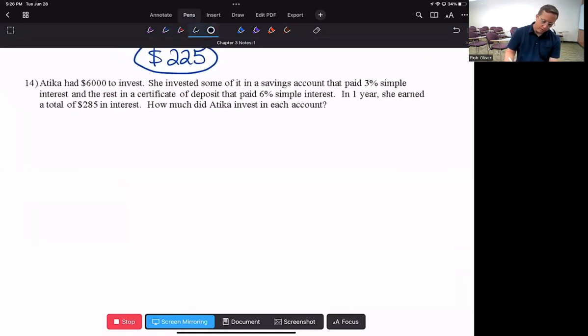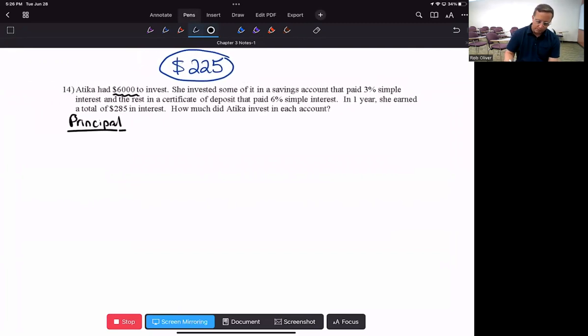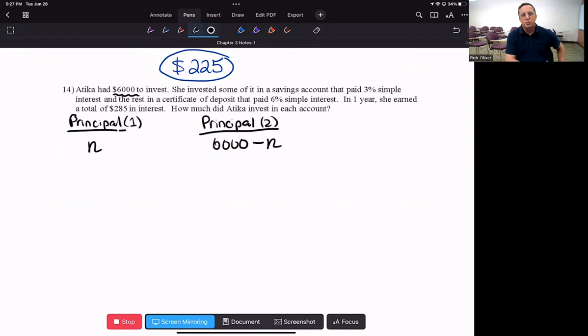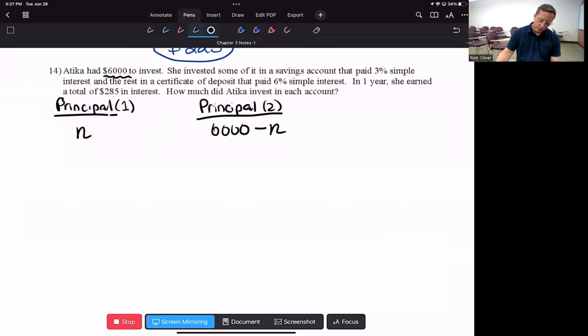So for this one, the principal is, well, here's the thing, we can't use 6,000. Let's say the principal is N for one of the accounts, and we'll call that principal 1. And the principal for the other account, principal 2, is going to be 6,000 minus N. We don't know what the principals are individually, but together they're going to be N and 6,000 minus N.